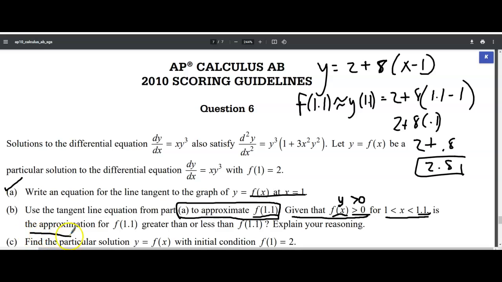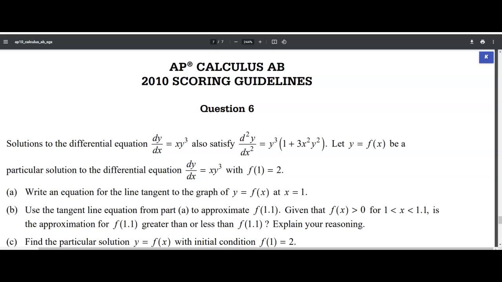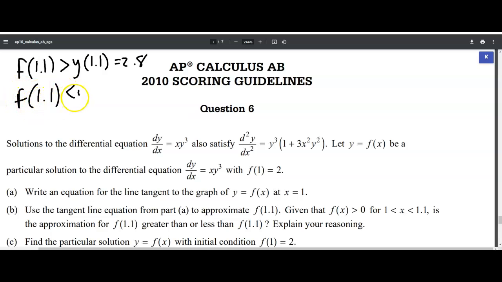Now their question is, is the approximation for f of 1.1 greater than or less than the actual value of f of 1.1? Well, we don't know what the actual function is yet, so we don't know. But here's what they're asking. They're asking, is this true? Or is this true? We know that the estimated value is 2.8. And so the question is, is the actual value greater than that, or is it less than that?